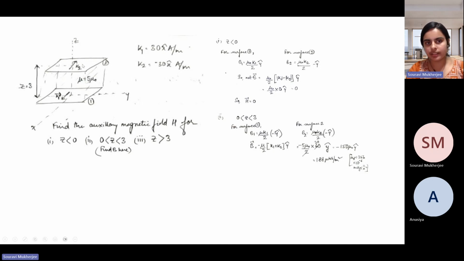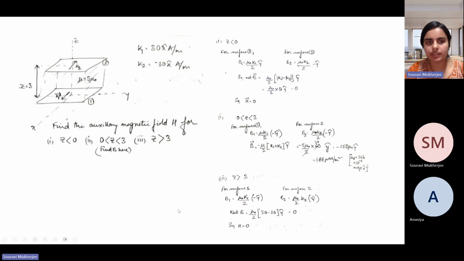But for the second surface, the point is still below the surface, so it's still in the minus y direction. So what you see is that now they add up. If you add up, you can find the net B, using the value of mu naught, the permeability of free space. If you use this value, you get something like this. This is your magnetic field value inside this region.